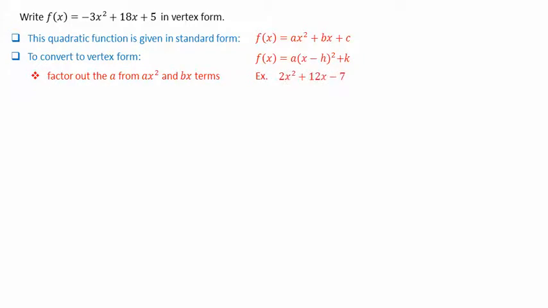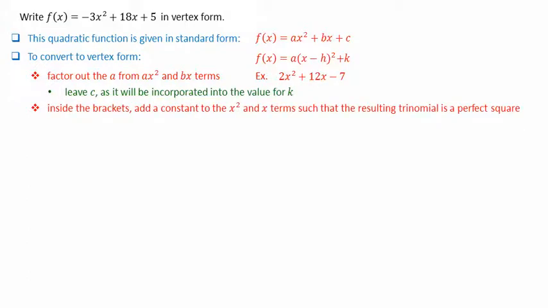I'll be using the example 2x squared plus 12x minus 7. Note that we will be leaving the c, in this case the negative 7, as it will get incorporated into the value for k in vertex form. Inside the brackets, add a constant to the x squared and x terms such that the resulting trinomial is a perfect square. In order to do this, divide the coefficient of the x by 2 and then square the result.